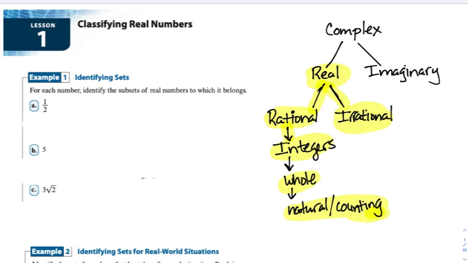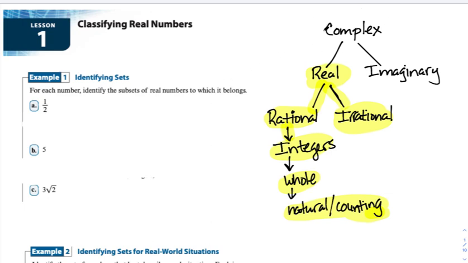Hey, Algebra 1, we're going to be talking about Lesson 1, Lesson 2, Lesson 3, and Lesson 4 in Saxon Math, Algebra 1. The first section, we're going to be talking about classifying real numbers. And when we classify real numbers, we kind of need to know the categories to classify them in.